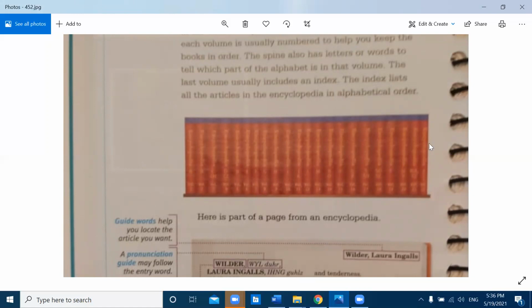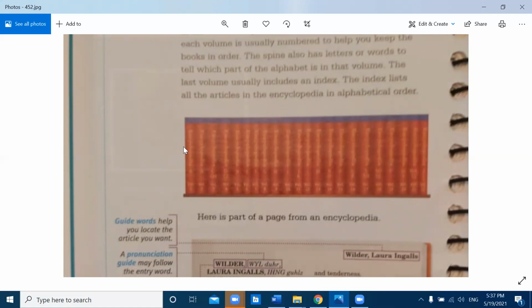and each one has a number. The last book, which is number 22 here, is what we call an index. The index lists all the articles from all the books in ABC order. Just like the dictionary is in ABC order, the index here is in ABC order. And it lists all the topics that are talked about inside the encyclopedias. So this way, if you want to look, you can go here, look up the topic, find which volume and which page number, and go find the information.